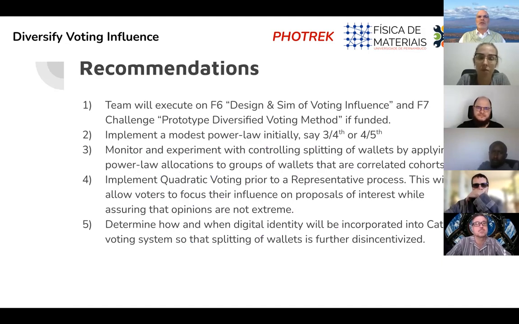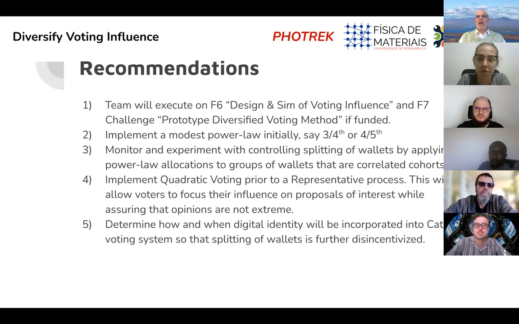that aspiration. So we are hopeful we'll find out tomorrow whether we got our funding for Fund 6 to design and simulate these ideas. And then we've also proposed a challenge for Fund 7 to work with other members of the community on implementing a prototype. And we're kind of thinking in stages of how this might get implemented.